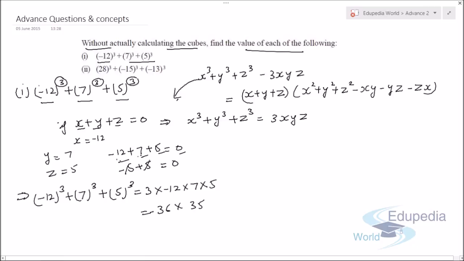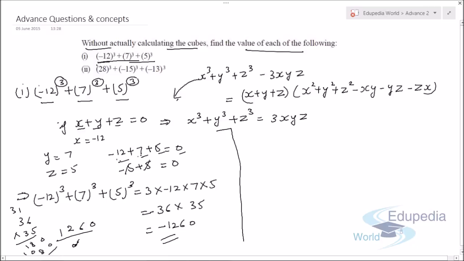So the answer will come out to be: 12 into 3 is 36, into 7 into 5 is 35. The sign is minus. So 36 into 35 is 1260. So the answer is minus 1260. So this is how we can solve these types of questions without actually calculating the cube, using identities.